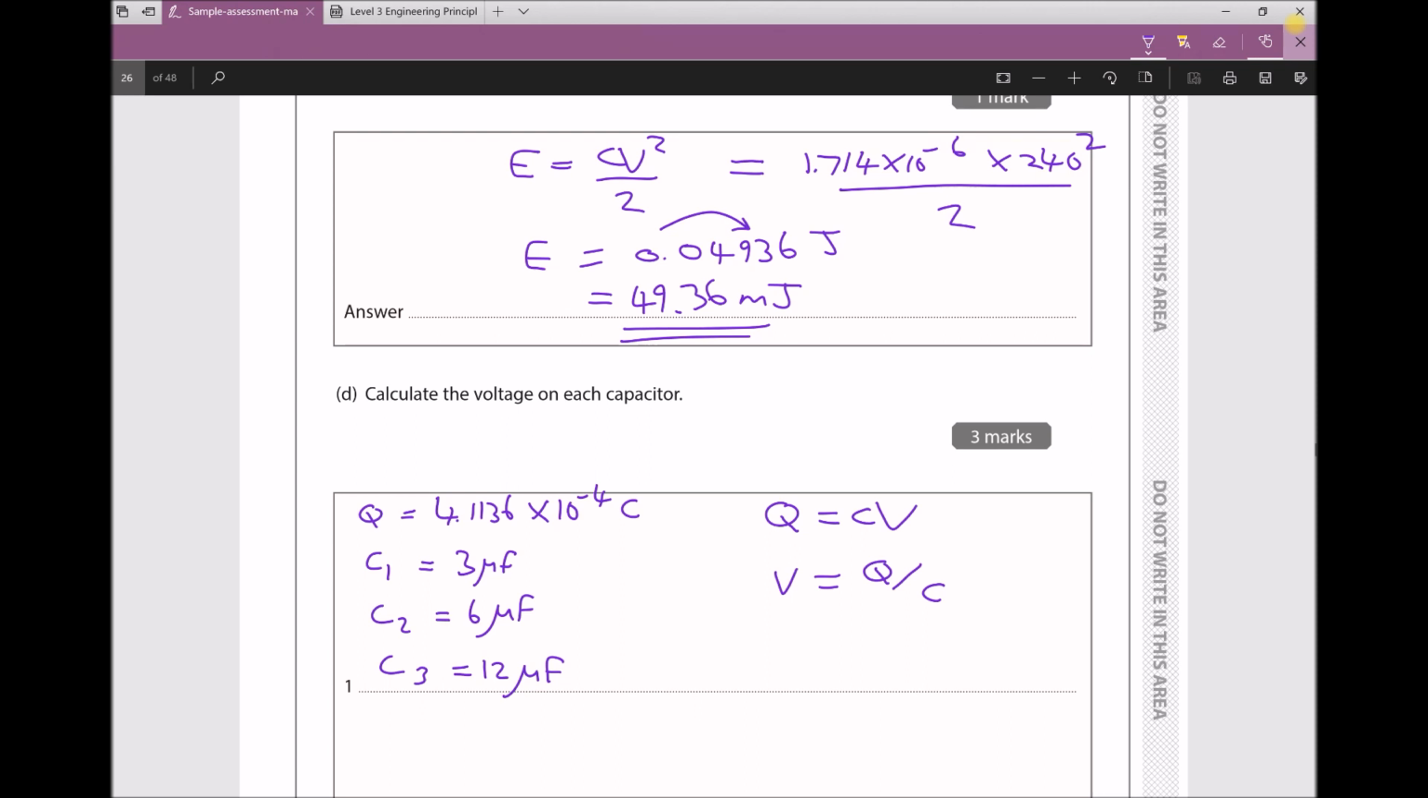So let's begin by doing that for capacitor 1. So capacitor 1, the voltage drop is going to be Q over C1. We just need to take a bit of care with our standard form here. So we have V1 equals Q, 4.1136 times 10 to the minus 4 over capacitance 1, which is 3 times 10 to the minus 6. It's times 10 to the minus 6 because we have microfarads. So let's run that through our calculators and we get 137.12.